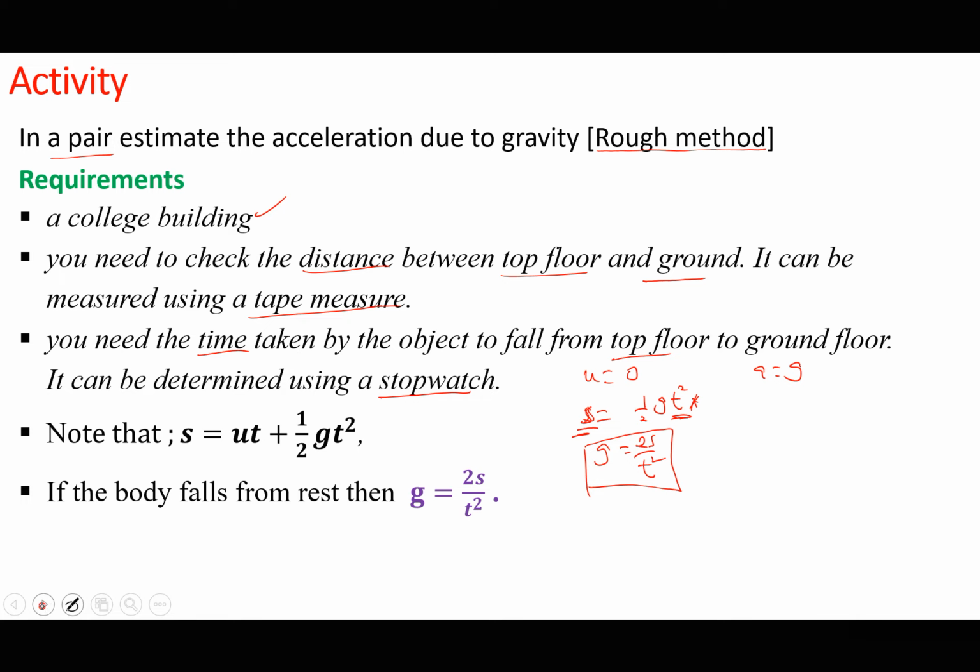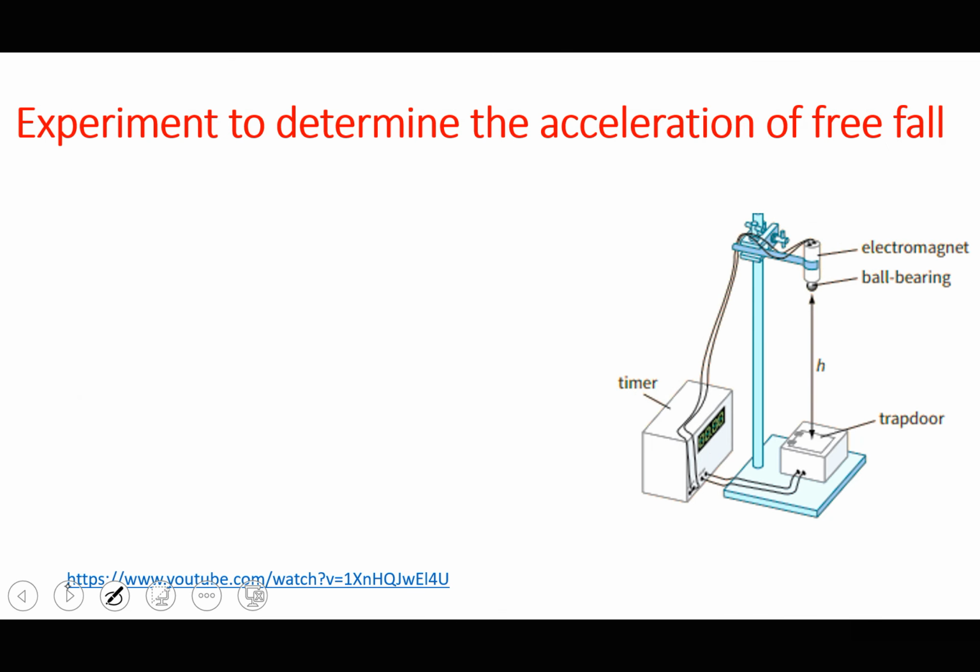Better methods for this could be, we could use an electronic timer to obtain a better value for t rather than using a stopwatch. An electronic timer would be a better candidate to obtain a better value of g. So this is going to be an easier method. So there are easier methods for finding g which can be used in the laboratory. And I want us to explore one. One of them is this one, using an electronic timer and a trap door.